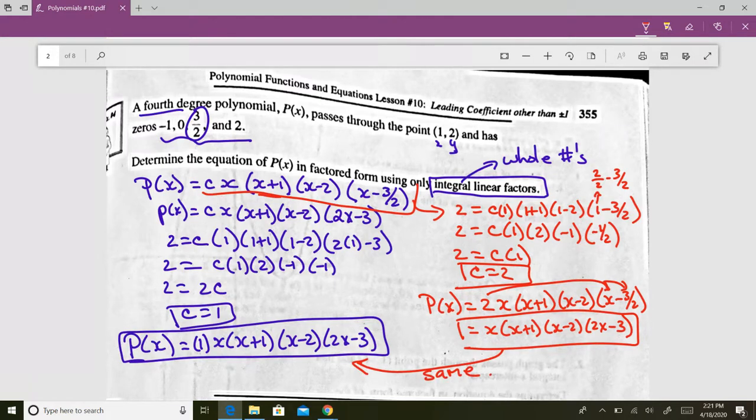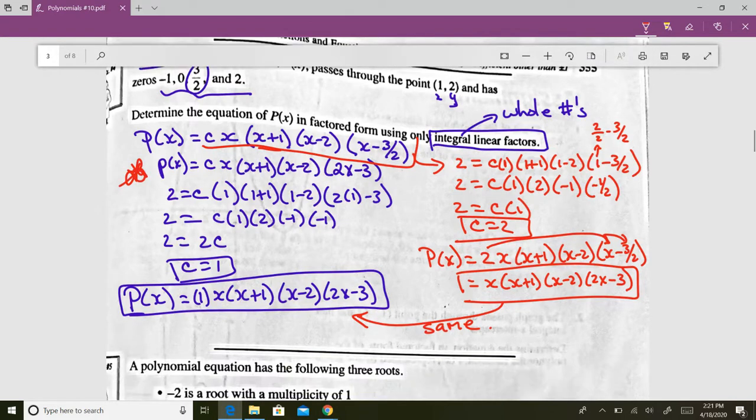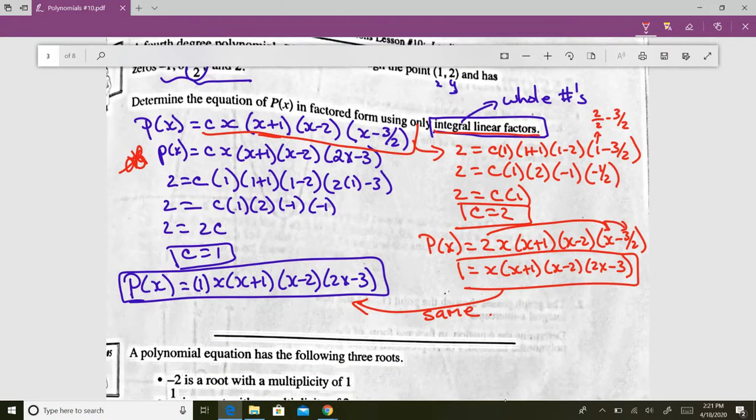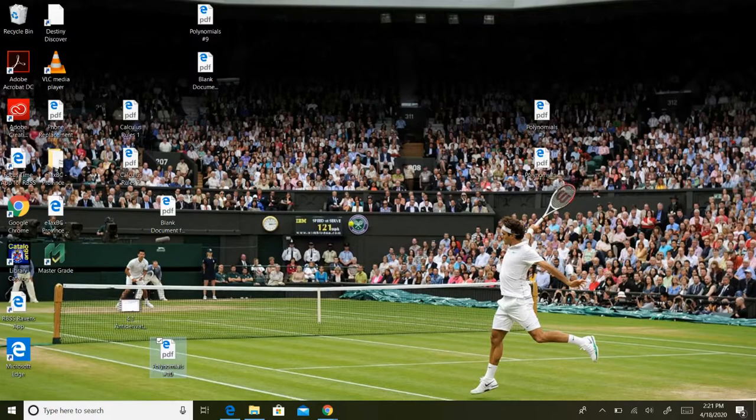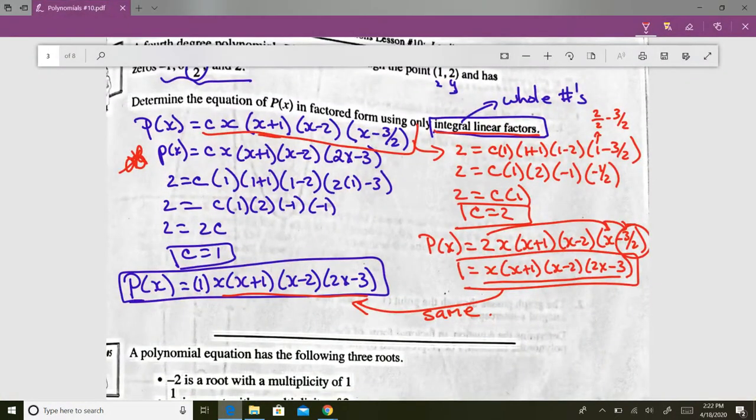But you have to do a bit more work at the end, okay? And you deal with fractions or decimals. So this is my preferred way, but I don't really care how you do it as long as if they say integral coefficients, you give me everything as whole numbers, not a fraction. Okay, last question.